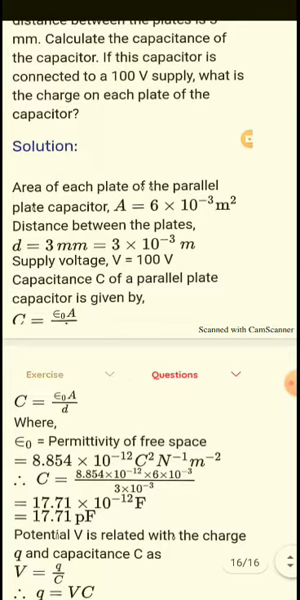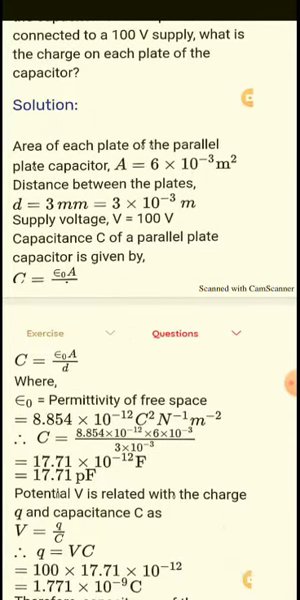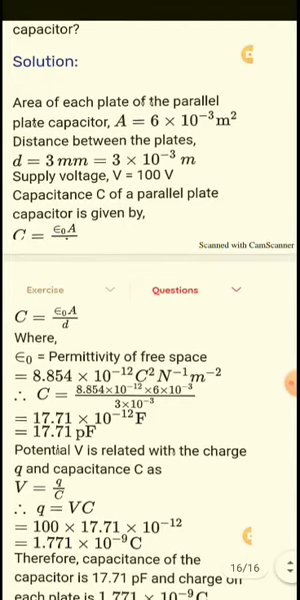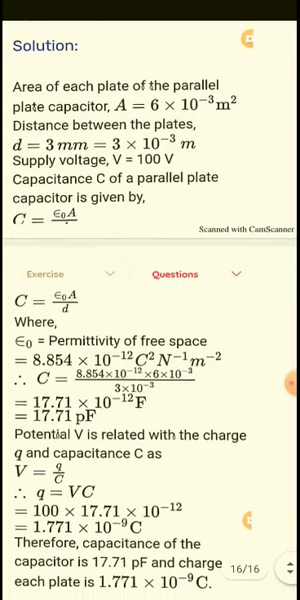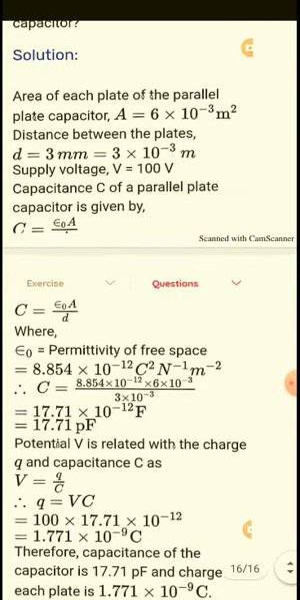The formula to find the capacitance of the parallel plate capacitor is C is equal to epsilon naught A divided by D. Epsilon naught is the permittivity of free space. It is 8.854 into 10 to the power of minus 12 coulomb square Newton inverse meter inverse square. Substitute in the formula.